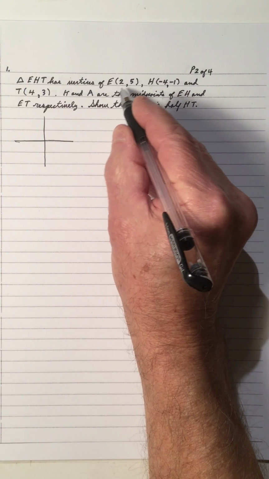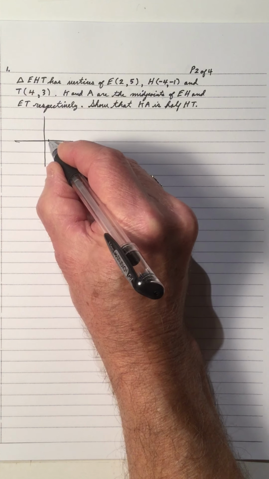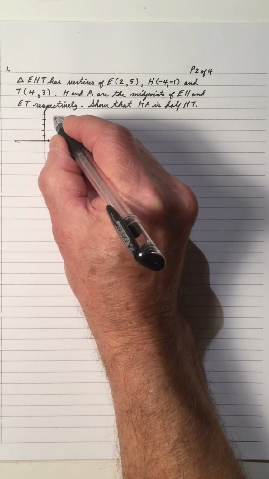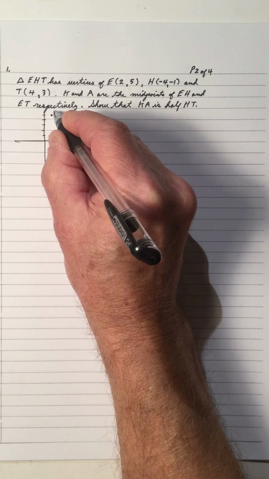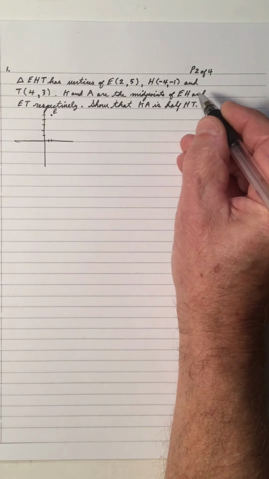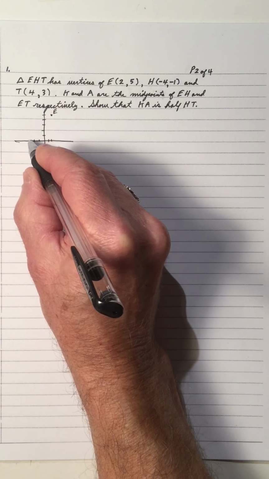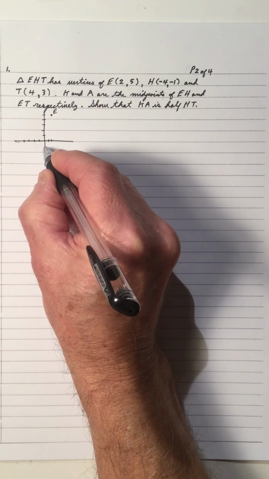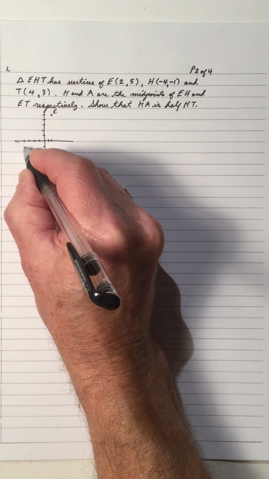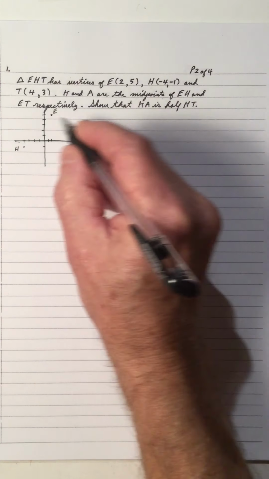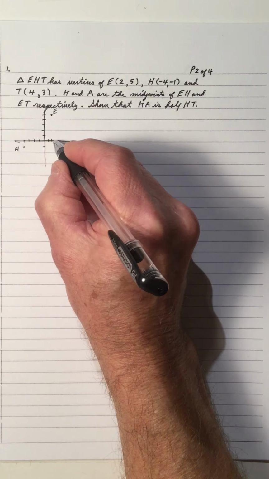So we have a triangle. E is (2, 5), so let's pretend that is approximately right there. H is (negative 4, negative 1): 1, 2, 3, 4, negative 1, right there. So there's H. And T is (4, 3), which is right there.